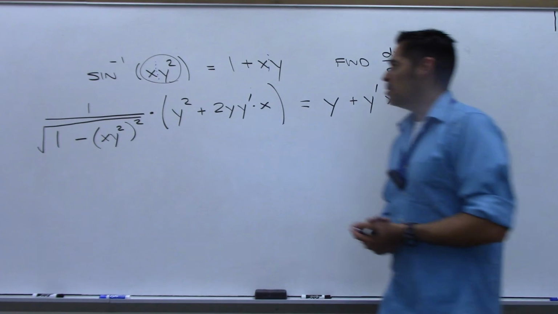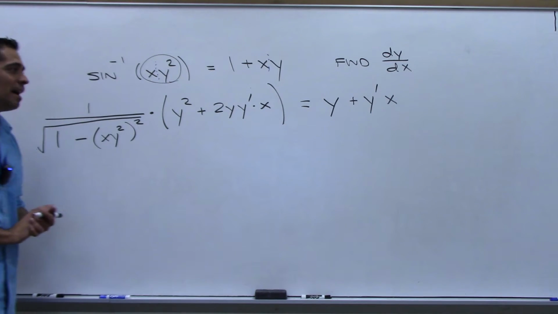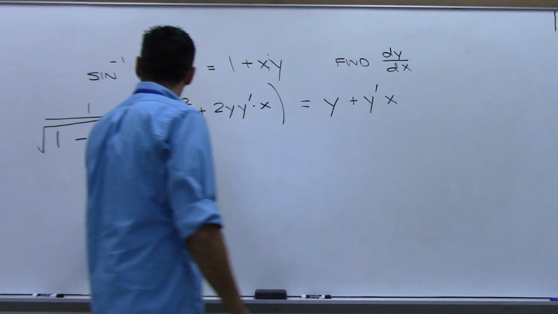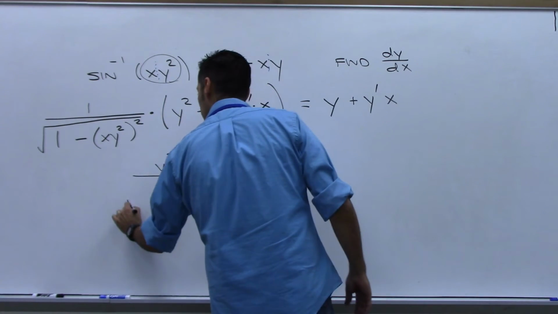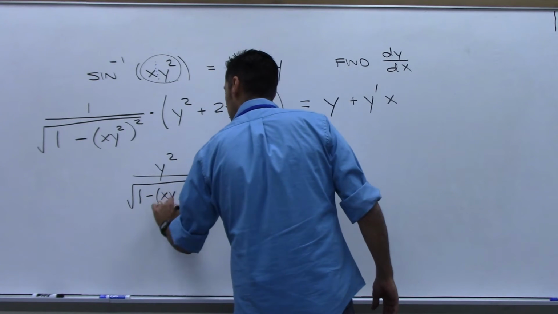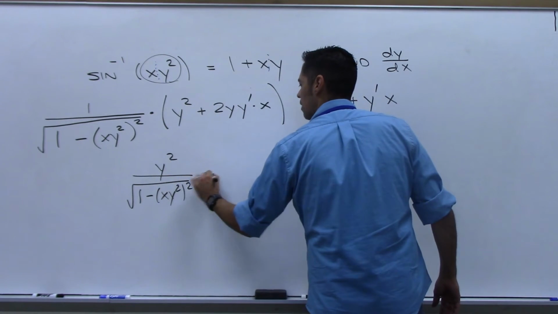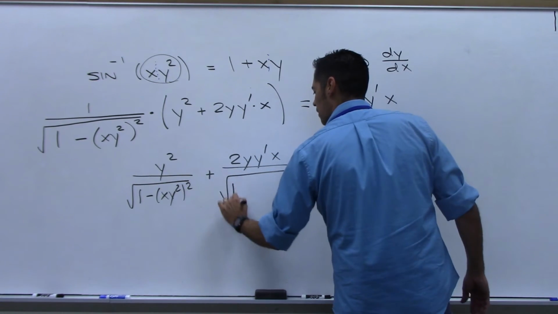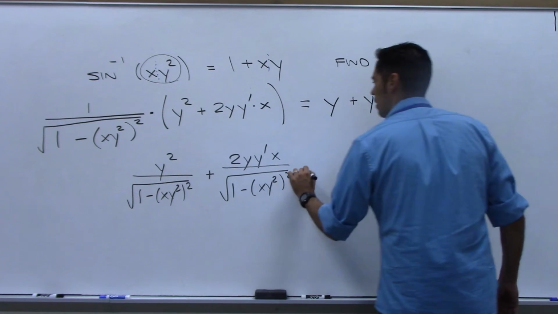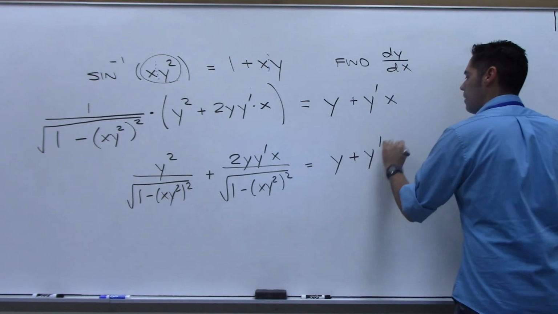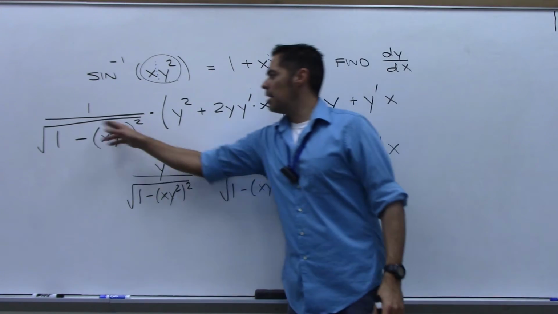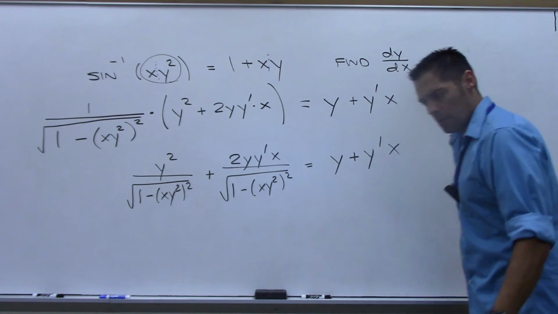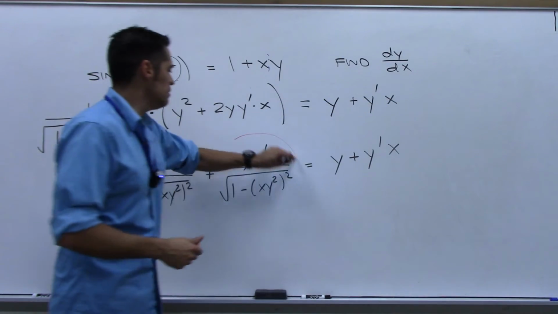Now, what would you have to do to get your y prime by itself on one side? This to here, this to here. So it looks something like this: y squared over the root of 1 minus (xy squared) squared, plus 2y y prime x over that same root, equals y plus y prime x. So all that did was this thing appeared below each of those, right? That's it.